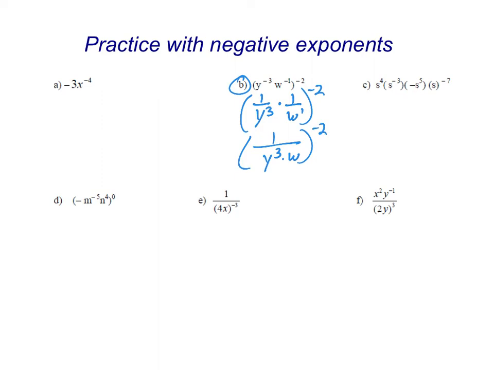Now take that negative 2, and you have to take the reciprocal of all of this. So that's y cubed w, raised to the 2. So now each of these gets squared. Y cubed squared, power to a power. Let's just write that out.